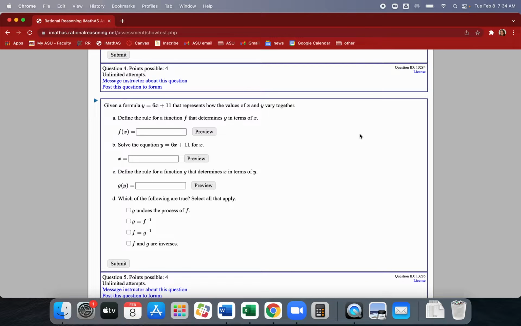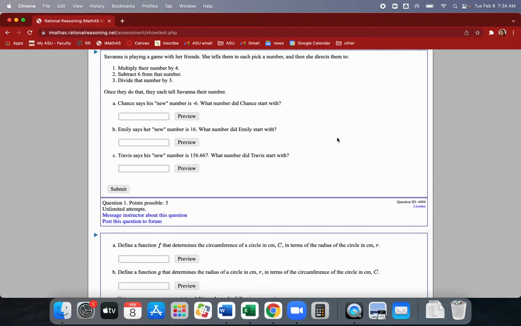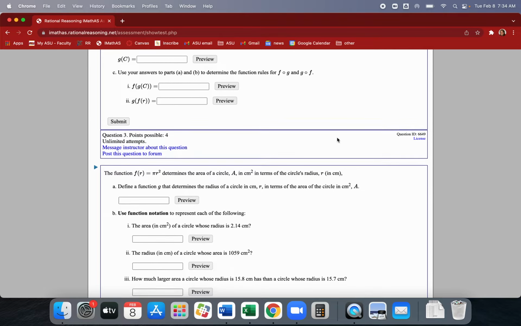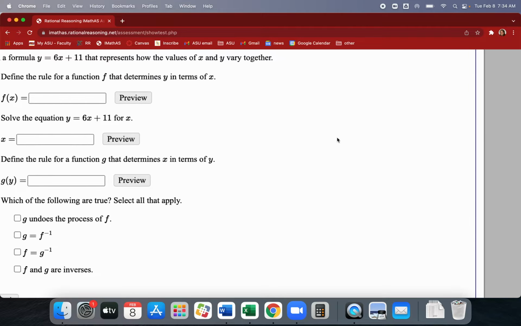Oh wait, did I open up the wrong one? Oh no, this is the composition of functions. Oh, I was thinking of 3.5. No, 3.6. Inverse function things are in here someplace. There we go.